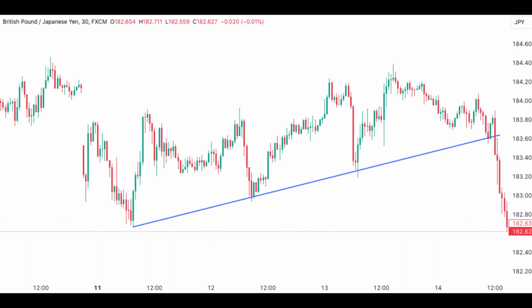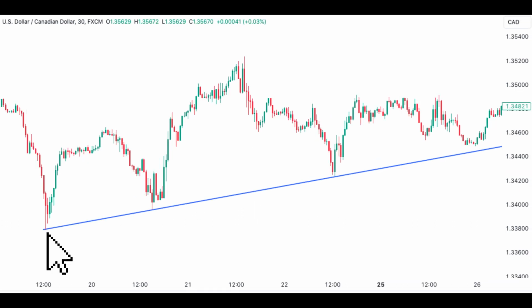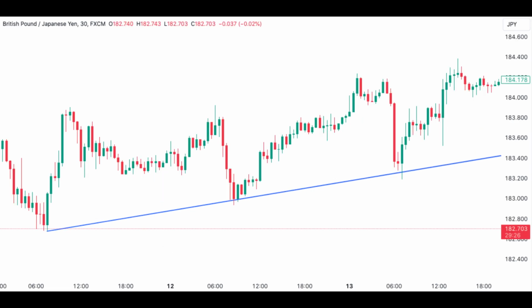Example of wick to wick here. Point 1 here, which is the wick. Point 2 here, which is the wick, and dragged into the future. Example of wick to body. Wick 1, which is the first touch. The second touch here is on the body and dragged into the future. Of the two types, the second type is more reliable. The touches are a prerequisite to confirm that your trend line is valid.